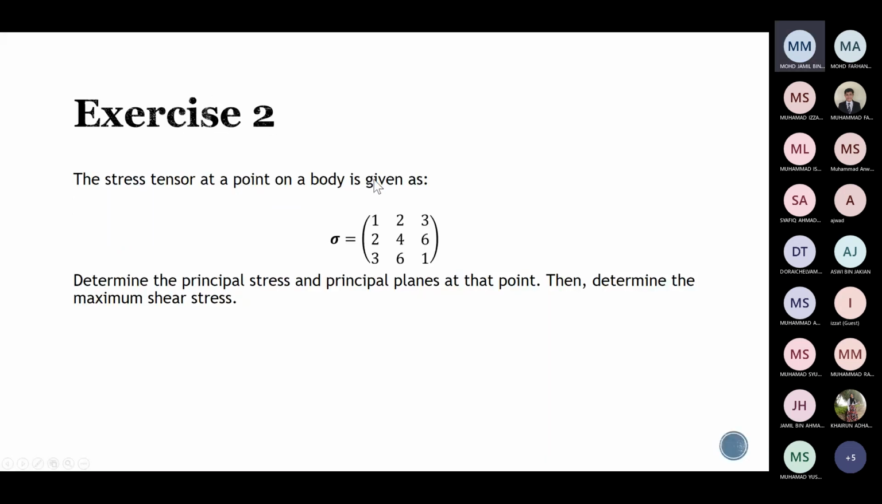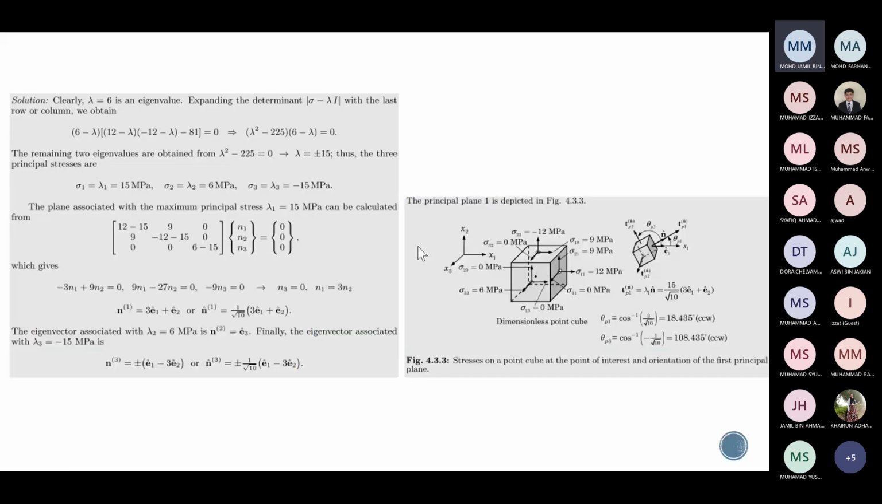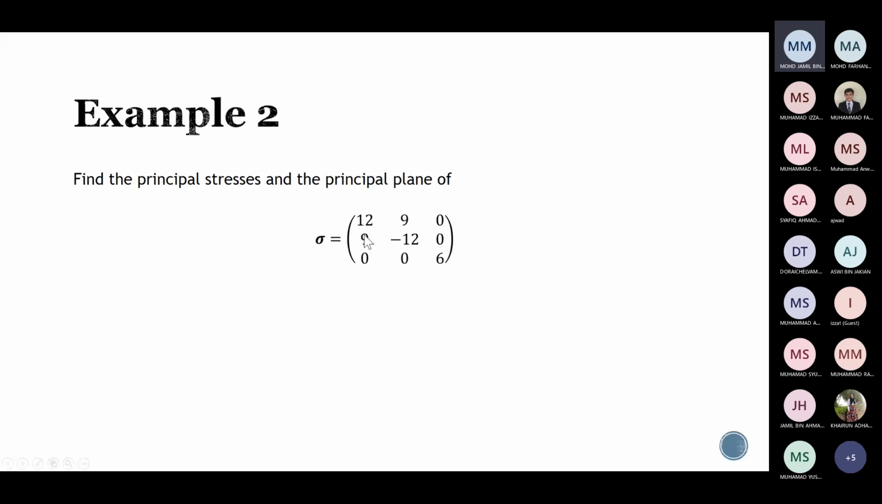And again, this is an exercise for you. So you can try to calculate the principal stress and principal plane using the concept of eigenvalues and eigenvectors. If you look at this stress tensor, all components in the stress tensor have values. When you get this kind of tensor, you will realize that calculating the eigenvectors will be slightly difficult compared to only having this kind of stress tensor.